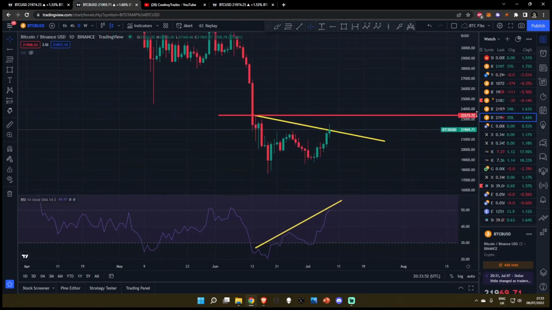Will I be selling as we push above 24,500, 25, 26, 27, 28? Yes, I will. Once again, I will be looking to buy when I think the bottom is in, closer around the ranges of 16,500 down to 14,000. That's all I've got for you today, my friends.